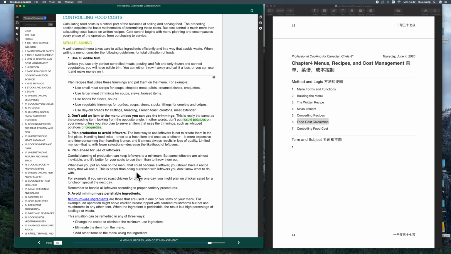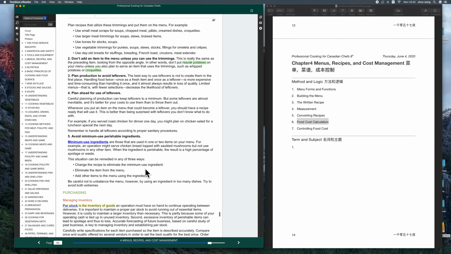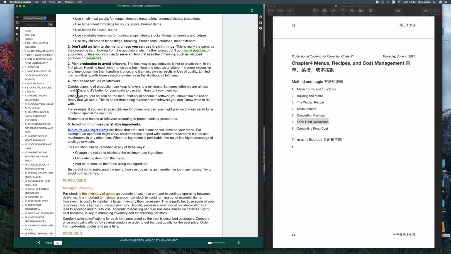Number 4. Plan ahead for use of leftovers. Careful planning of production can keep leftovers to a minimum, but some leftovers are almost inevitable, and it's better for your costs to use them than to throw them out. Whenever you put an item on the menu that could become a leftover, you should have a recipe ready that you will use it in. This is better than being surprised with a leftover you don't know what to do with. For example, if you serve roast chicken for dinner one day, you may plan on chicken salad for a luncheon special the next day. Remember to handle leftovers according to proper sanitary procedures.